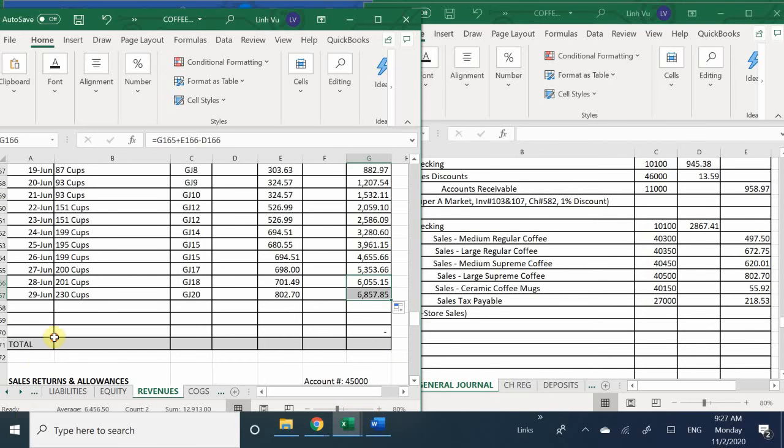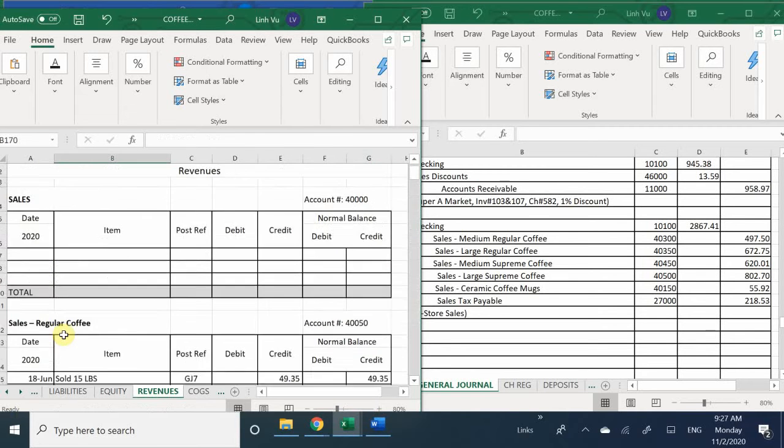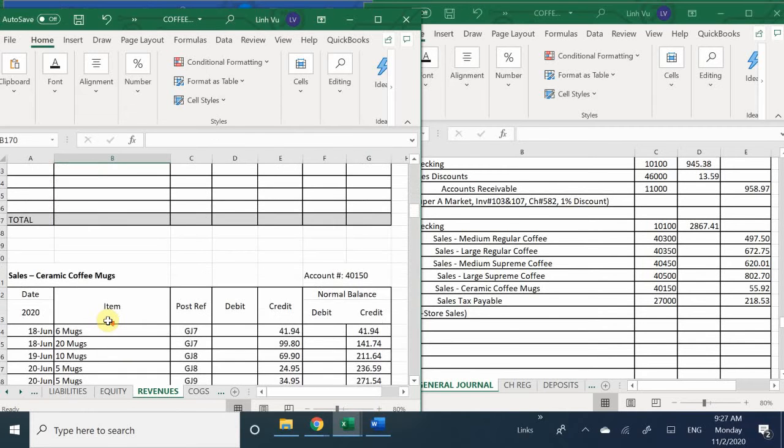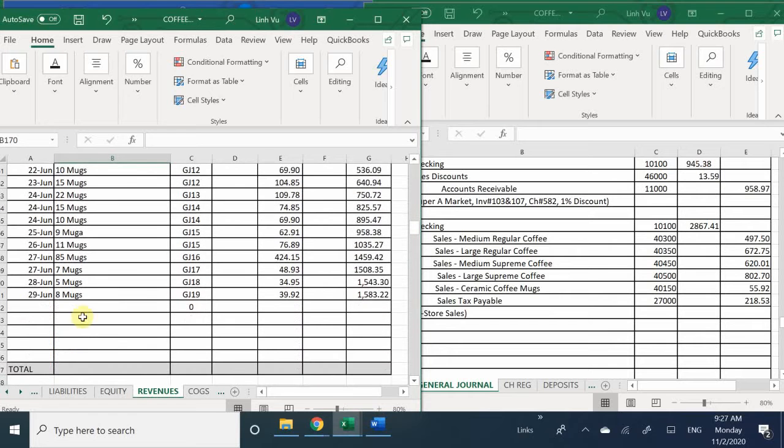Then we go up to the mugs. All right. And we sold 8 mugs. Oh, 629. Sold 8 mugs. GJ20. The total is $55.92. The total should be $1,599.22.